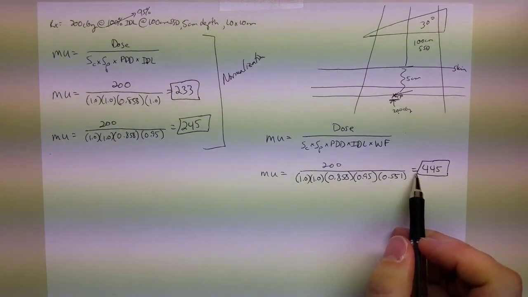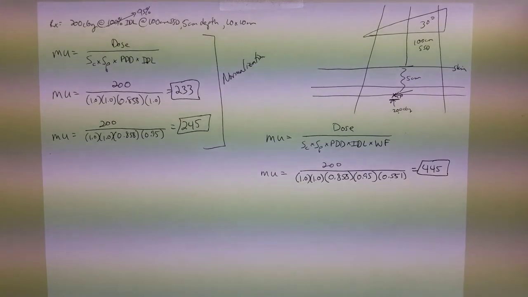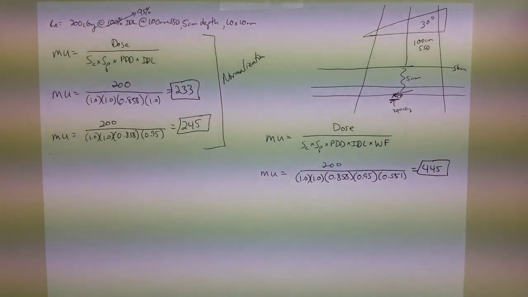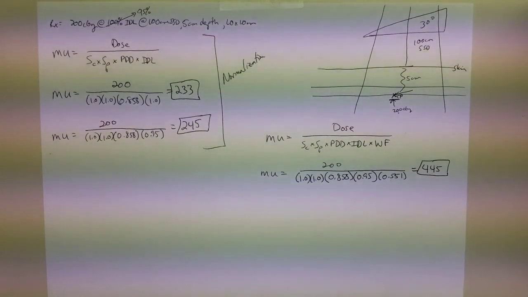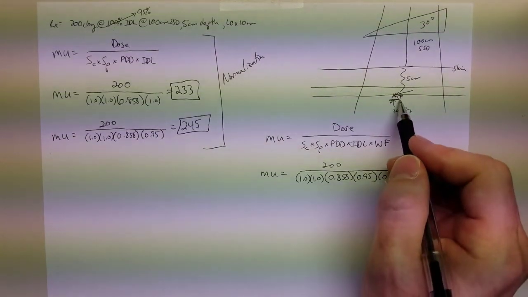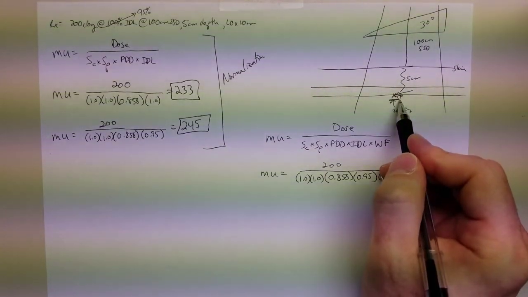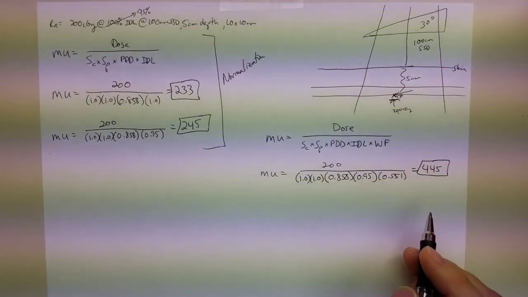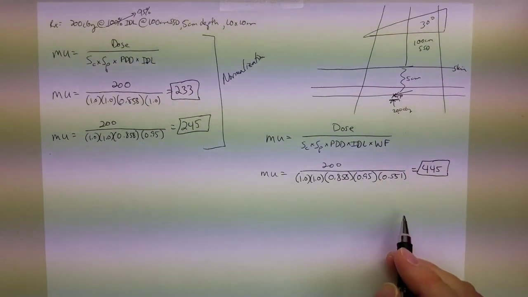What happens if the therapists forget to put the wedge? Now I know with today's modern linear accelerators, the chance of this happening is relatively small. However, it still can happen. So what happens to my dose? What happens to my dose if I forget the wedge?